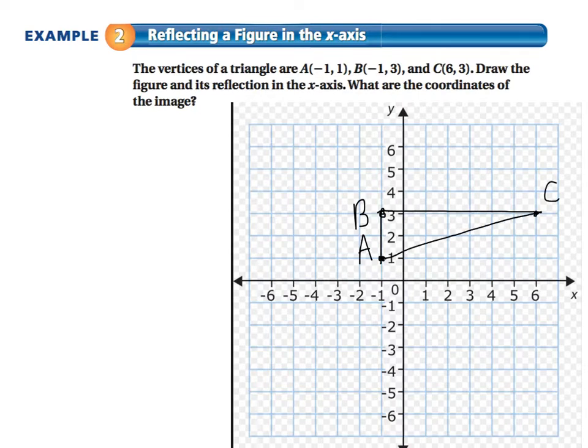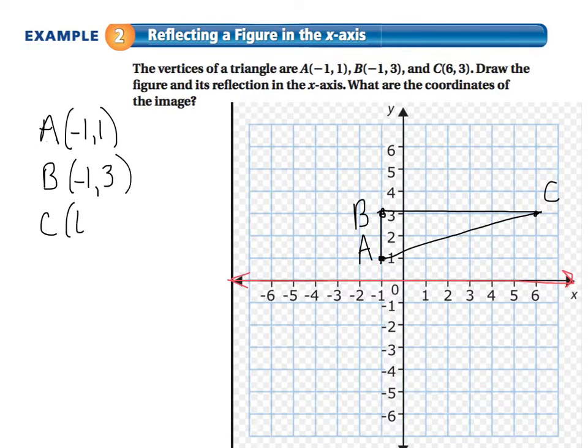Now I have to draw the figure and its reflection in the x-axis. Now if I asked you what is the x-axis, or what is the reflection? Reflection is this. We're reflecting on the x-axis. So let me write this down because there's a lot of information here. As easy as it is, there's a lot of information. A are these points, B and C. Here they are.